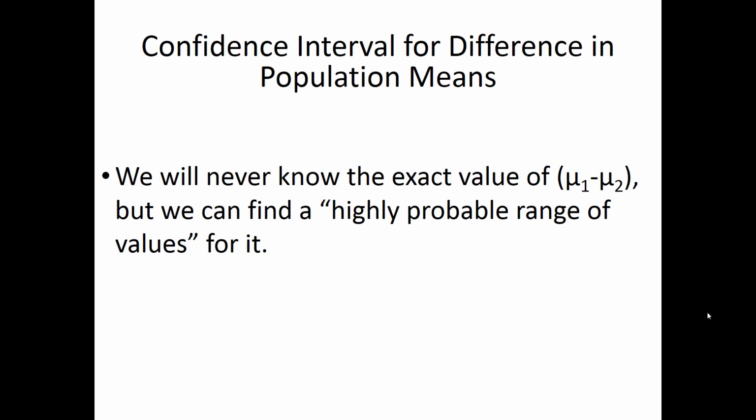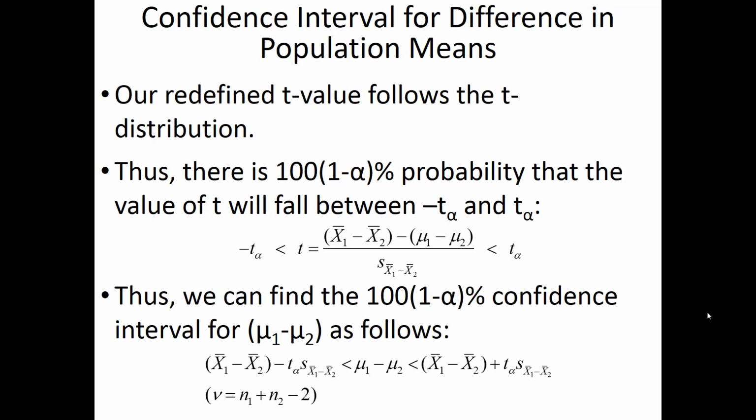So we will never know the exact value of the difference in the population means, but we can find a highly probable range of values for it. Our redefined t-value follows a t-distribution. Thus, there is a 100 times (1 minus alpha) percent probability that the value of t will fall between minus t alpha and t alpha. Thus, we can find the 100 times (1 minus alpha) percent confidence interval for the difference in the population means as follows.